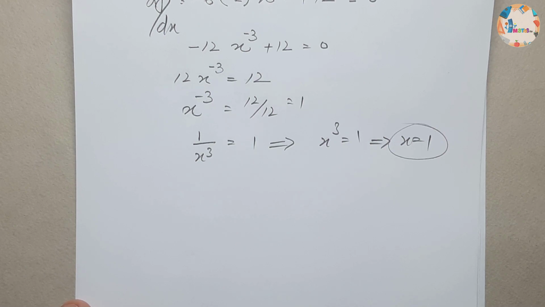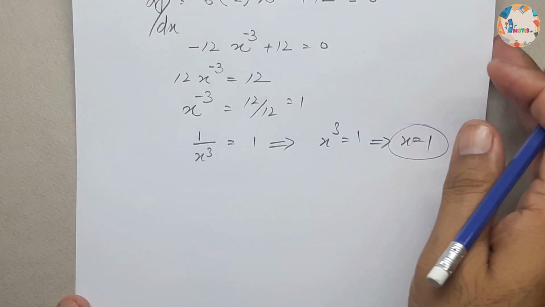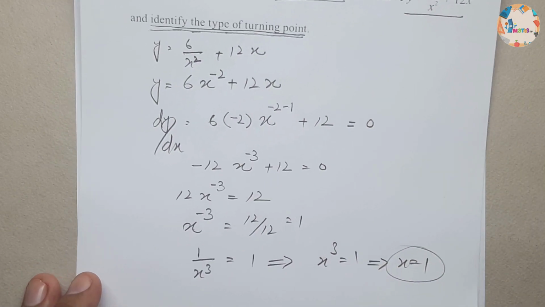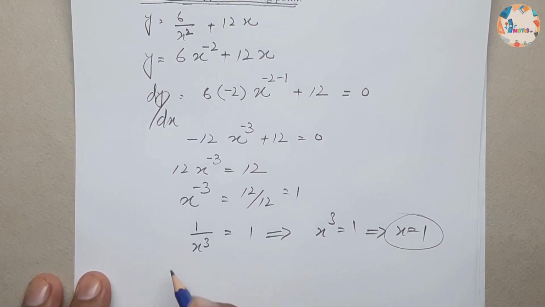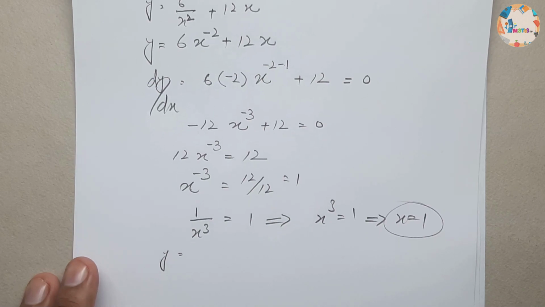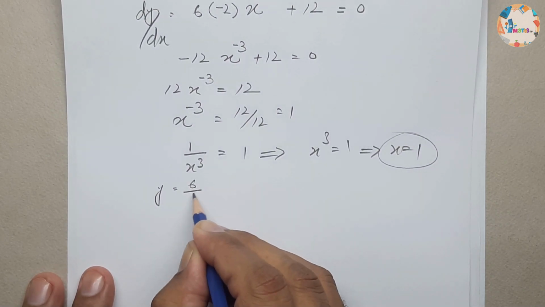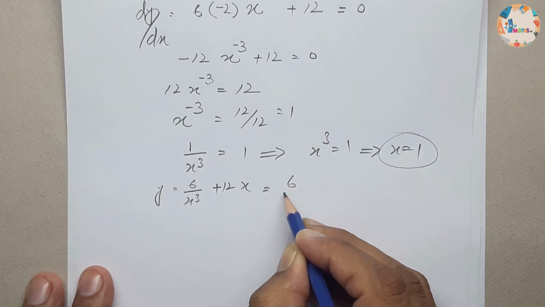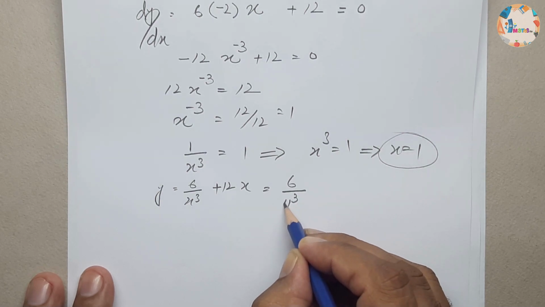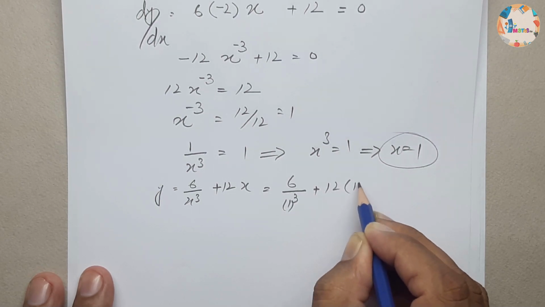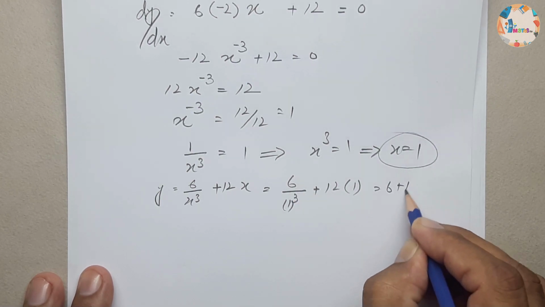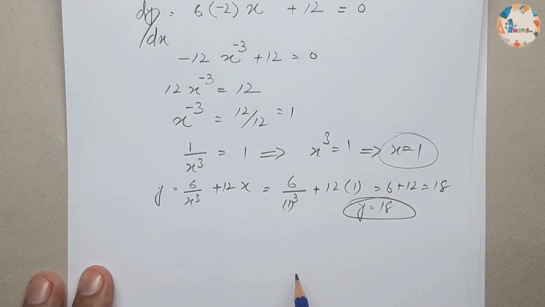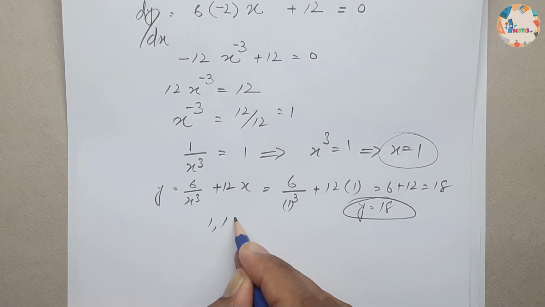We will find the y value by putting this x is equal to 1 in this given equation, which is this one. So we can use a calculator to find the value, or we can replace. So manually we can calculate y is equal to 6 over x cube plus 12x. So this will be equal to 6 over 1 cube plus 12 into 1. So this will be 6 plus 12, which is equal to 18. So y value will be equal to 18. So our point will be 1 and 18.